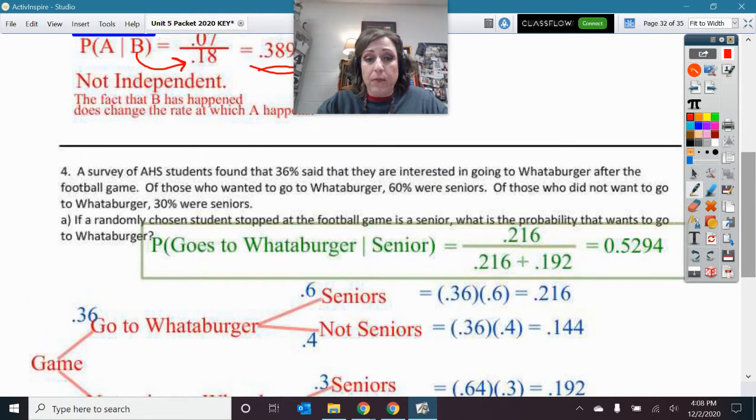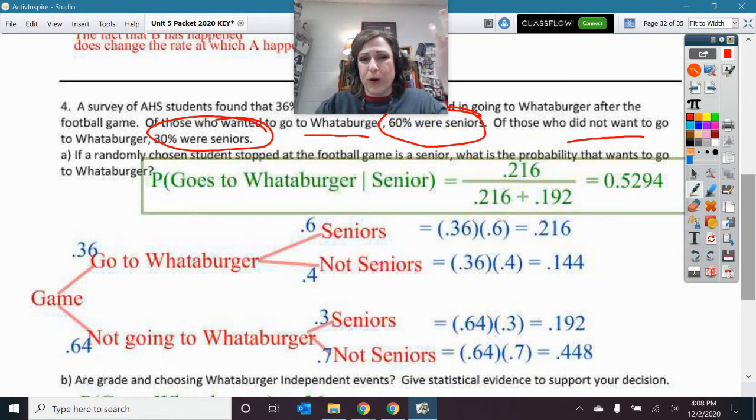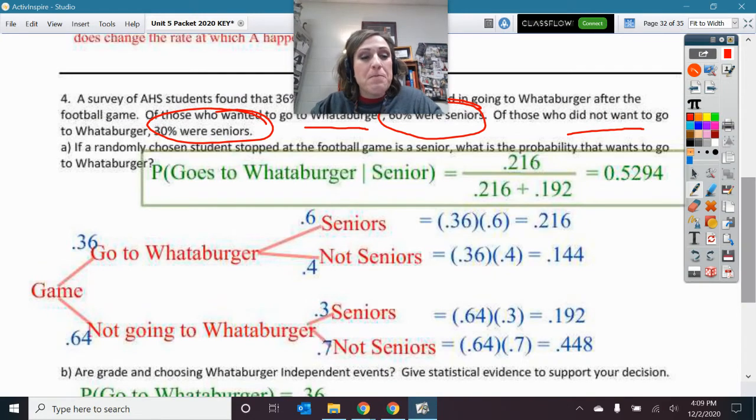Now here we had a problem. When we read this, we see, of those who went to Whataburger, there was a 60% chance of being seniors. And of those who did not want to go to Whataburger, 30% were seniors. So that rate of seniors was conditional upon whether the person they picked was going or not going to Whataburger. I've always kind of thought this problem might be worded backwards, would you say? Well, anyway, we'll keep going on that.